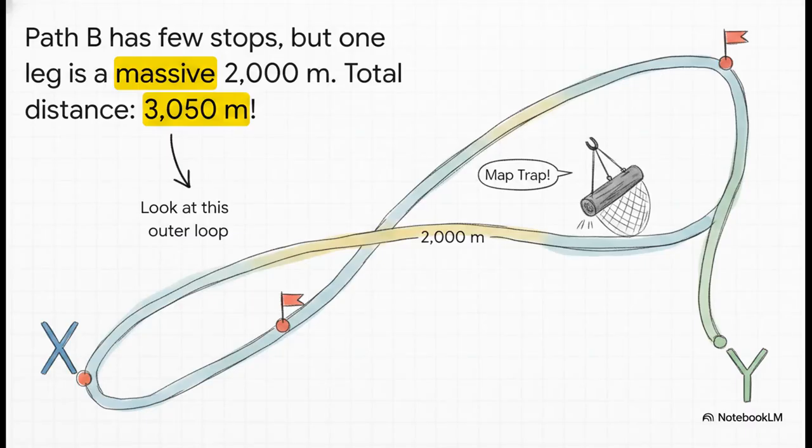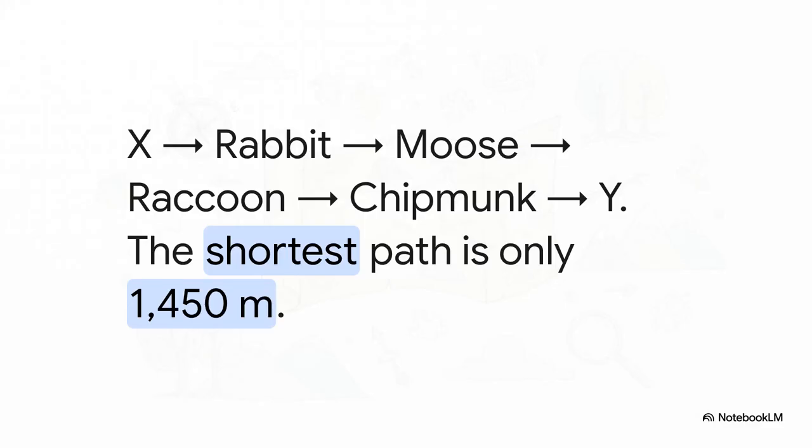A super common mistake is to assume that a path with fewer turns is automatically shorter. Take a look at this outer loop, path B. It looks simple, right? But one of its legs is a whopping 2,000 meters long. The total distance ends up being over 3 kilometers. It's a total trap. But here's the secret sauce. Instead of just going around the edges, the pros look for shortcuts that cut through the middle. In this case, by zigzagging through these internal spots, rabbit, moose, and raccoon, we find a way faster route, and the grand total? Just 1,450 meters.